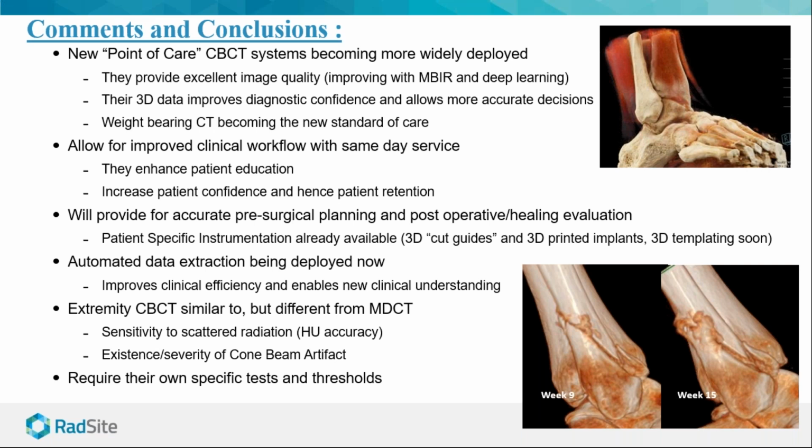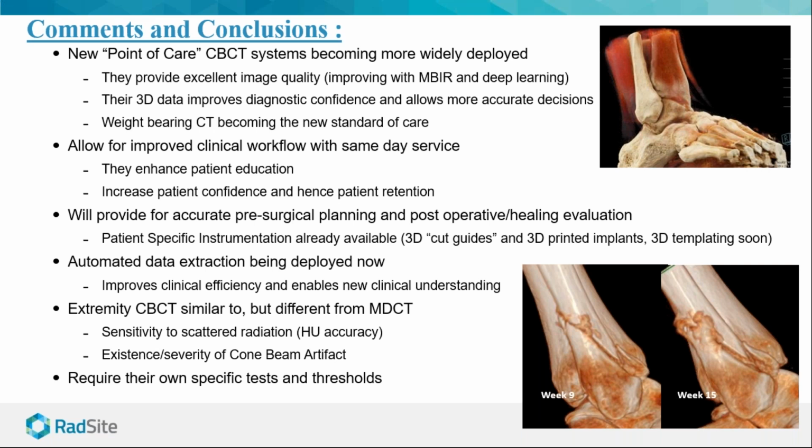However, these extremity cone beam systems are different from MDCT systems. The existence of the cone beam artifact makes the characterization of the image quality throughout the reconstructed volume somewhat complex. And one thing that I didn't have time to mention is that these systems, because they have large area detectors, are more sensitive to scattered radiation from the patient because of the tight confines, where the detector is close to the patient's anatomy. You get more scattered radiation detected, and you have to be able to handle that accurately.